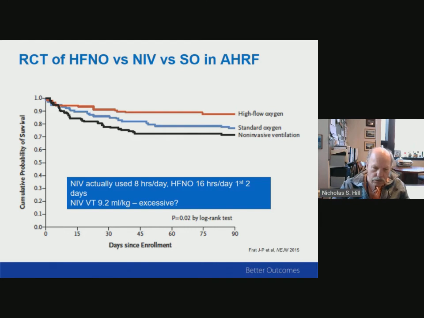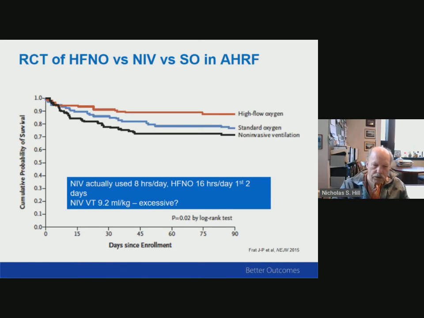One of the things that's remarkable about this study is that NIV was actually used only 8 hours a day during the first 2 days, and high flow was used during those other 16 hours. So in fact, this is a study of the combination of non-invasive ventilation and high flow that is part of the topic we'll be talking about, the tandem use, although the authors didn't look at it that way, and they set it up as comparing NIV versus high flow.